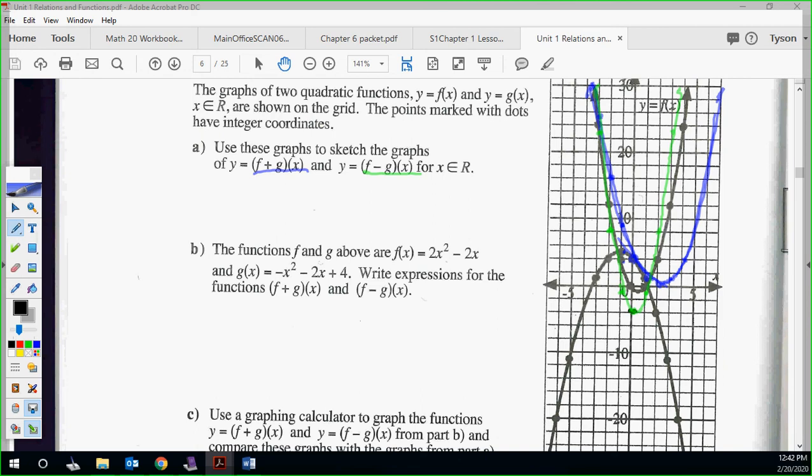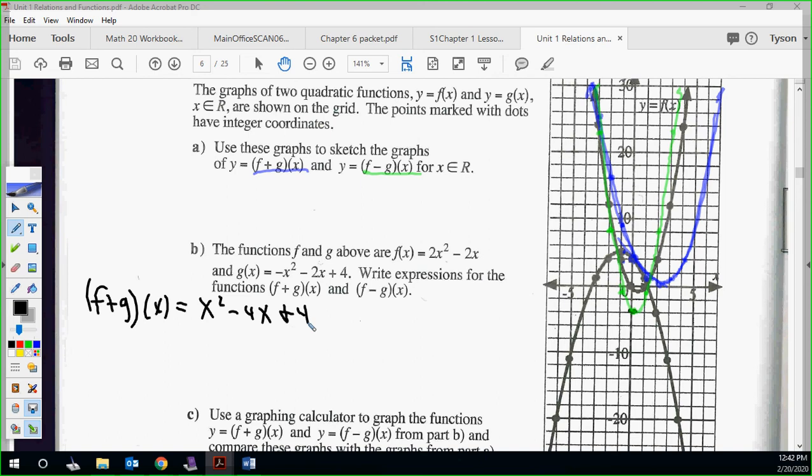Okay, so then if you looked ahead, they gave you the functions now. F was 2x squared minus 2x, and G was negative x squared minus 2x plus 4. Write the expressions of F plus G and F minus G. So F plus G, we're just combining like terms here. 2x squared plus a negative x squared is just a positive x squared. Negative 2x plus a negative 2x is negative 4x. And then it's adding, so it's plus 4. Okay, so that's our F plus G.